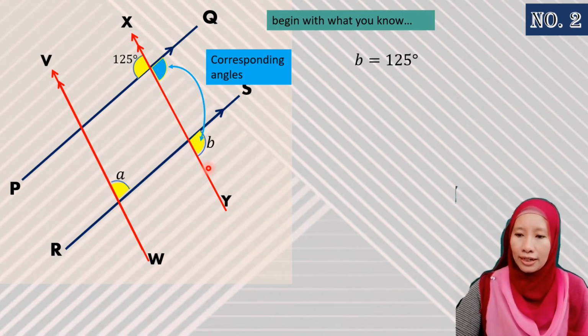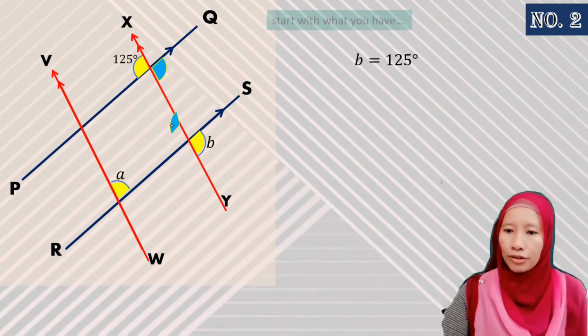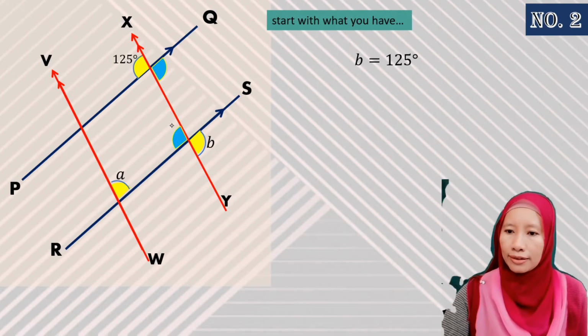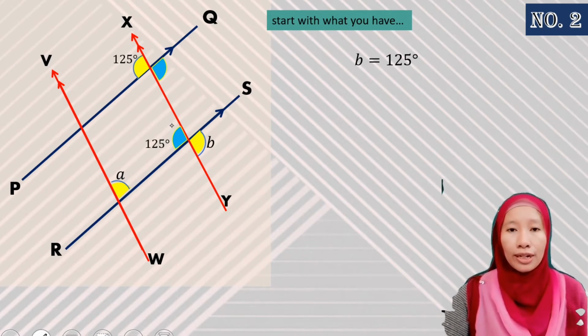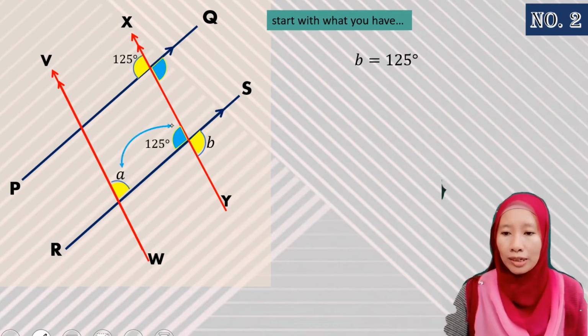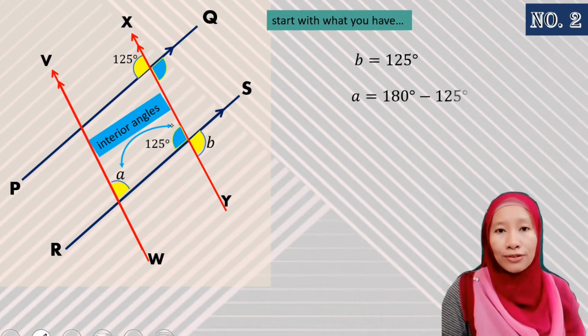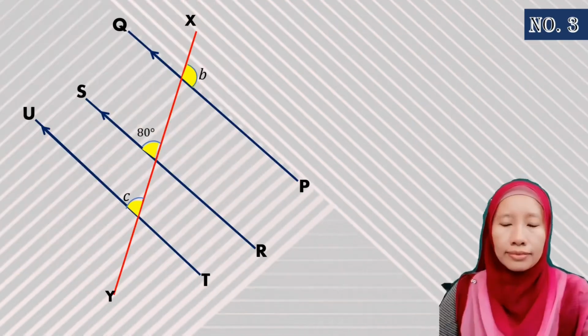And then, how to find A? From here, we can see that that is equal to 125 as well. So, the relation of A and 125 is the interior angles. Both of them are interior angles. Therefore, A is equal to 55 degrees.